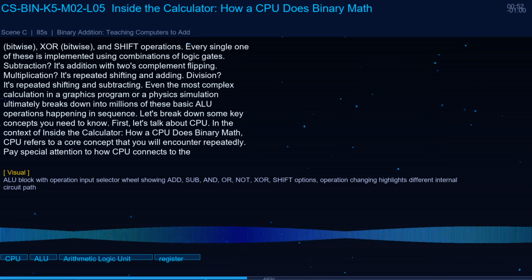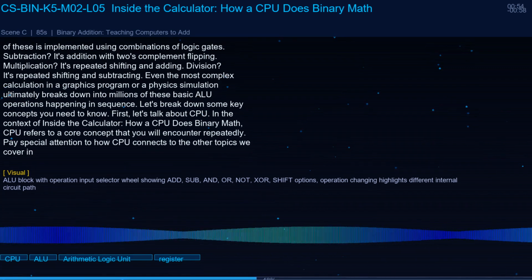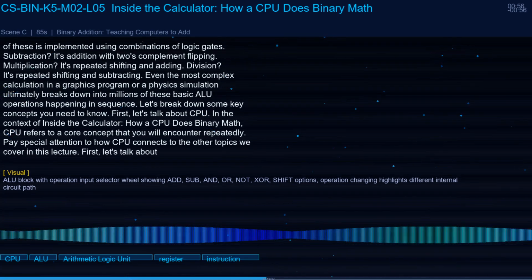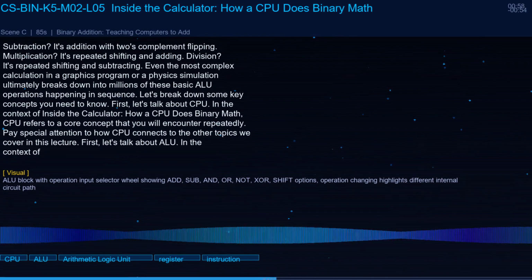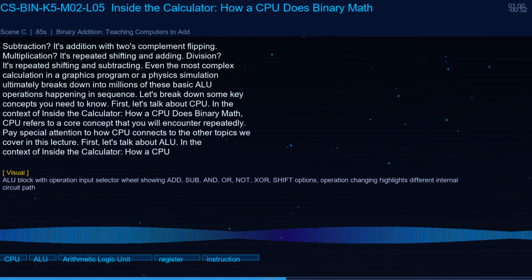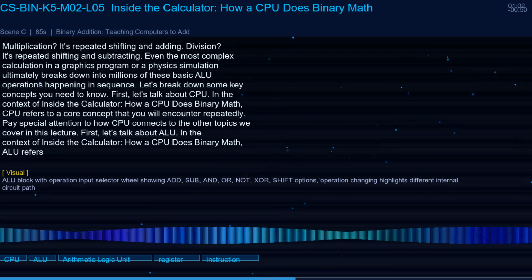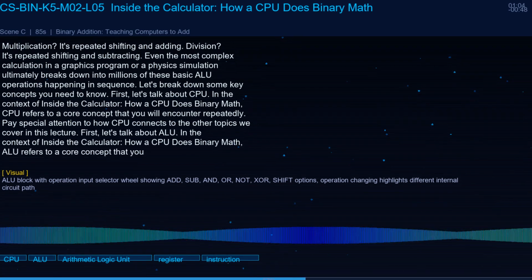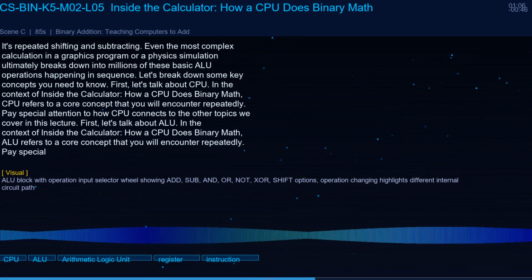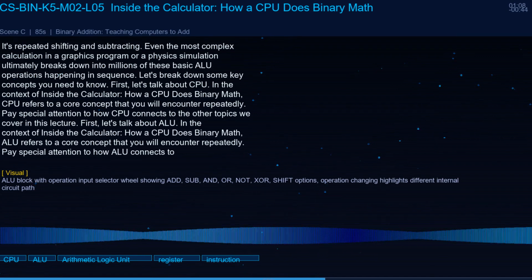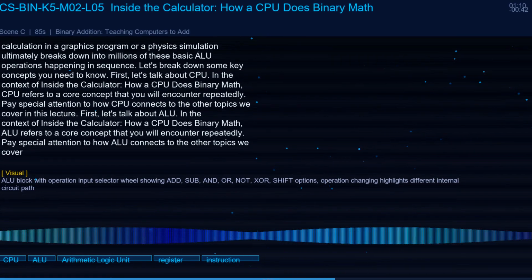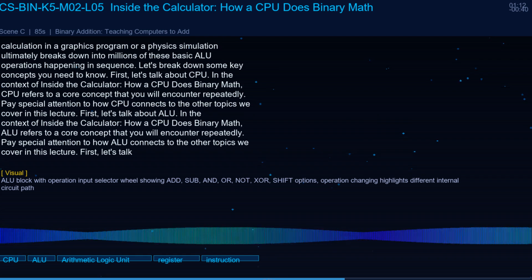Let's break down some key concepts you need to know. First, let's talk about CPU. In the context of Inside the Calculator: how a CPU does binary math, CPU refers to a core concept that you will encounter repeatedly. Pay special attention to how CPU connects to the other topics we cover in this lecture.